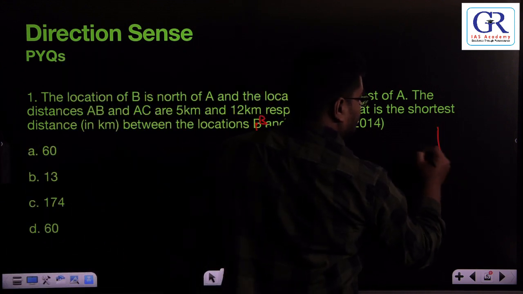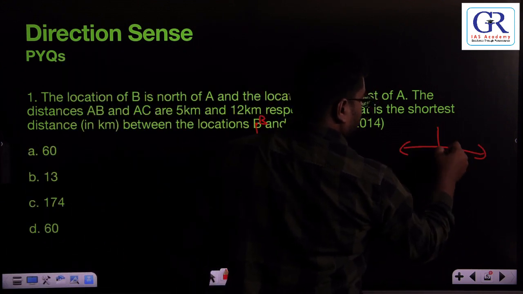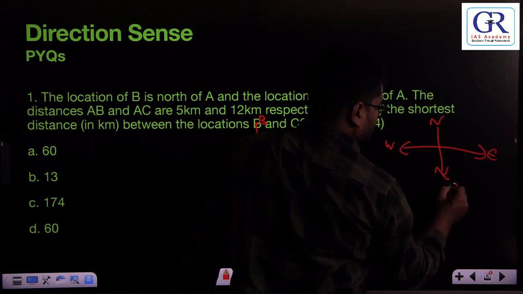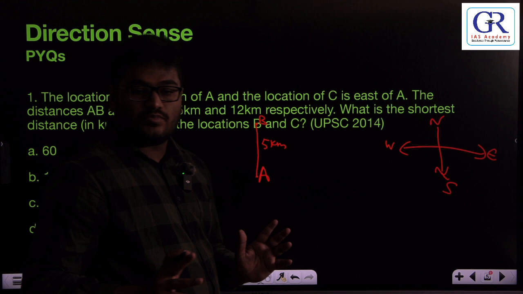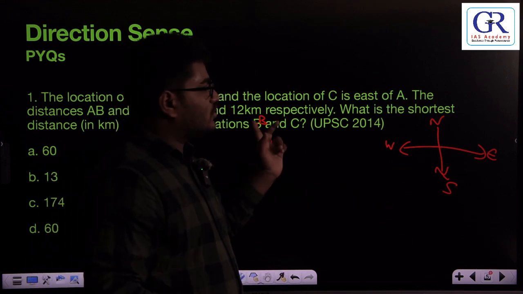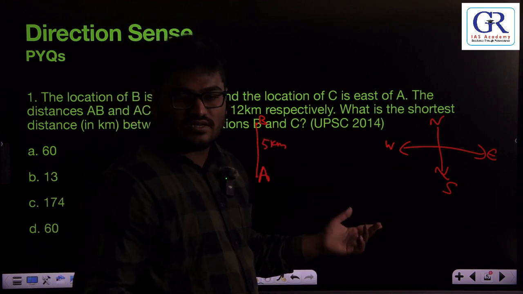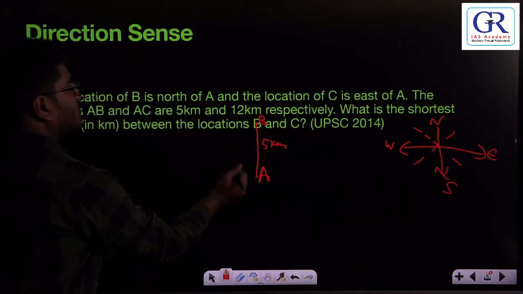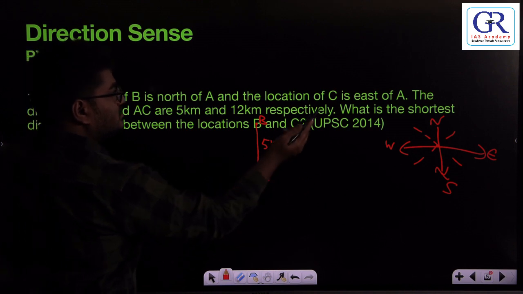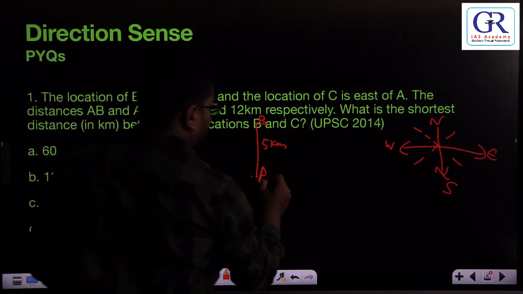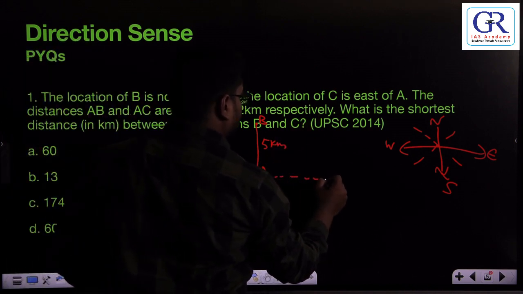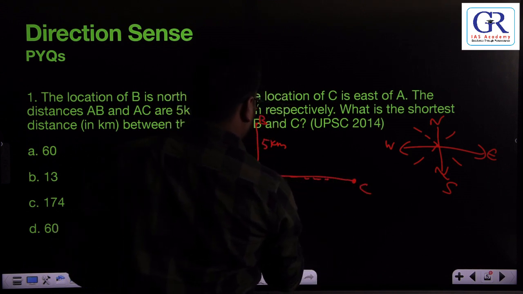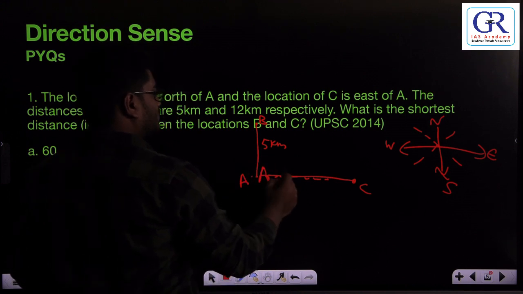First, for any problem, you have to draw the directions: north, east, west, south. If northeast and northwest and others are required, you can draw them also. So what is AC? C is east of A. East means in this direction. This is C. What is this? 12 kilometers.